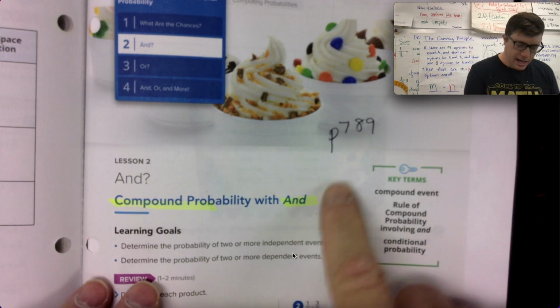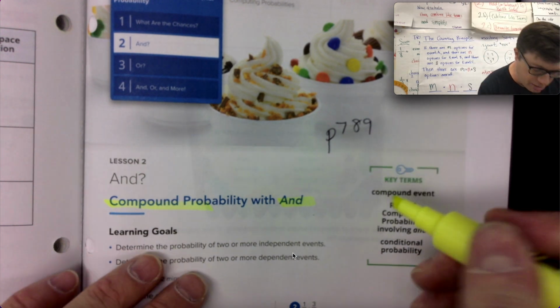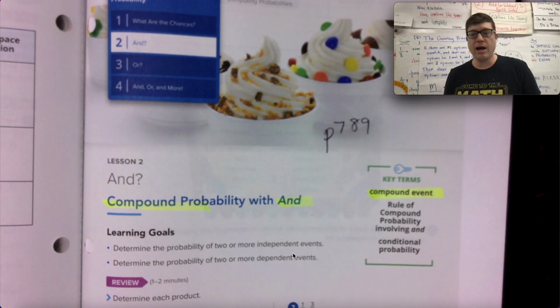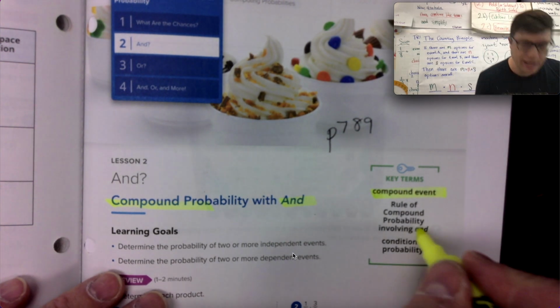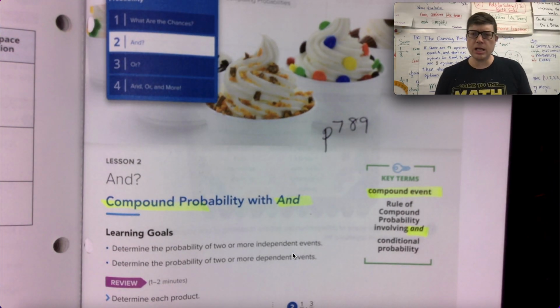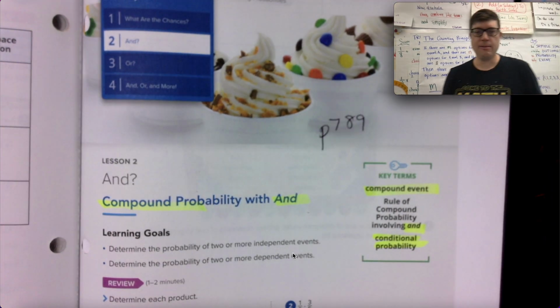Over here on this side of page 789, we have some key terms. We have the term compound event. That's the big one. We have the rule of compound probability involving "and." I'm only going to highlight the "and." And then the last vocabulary word for this page is conditional probability. So I'm going to highlight those and make them available.